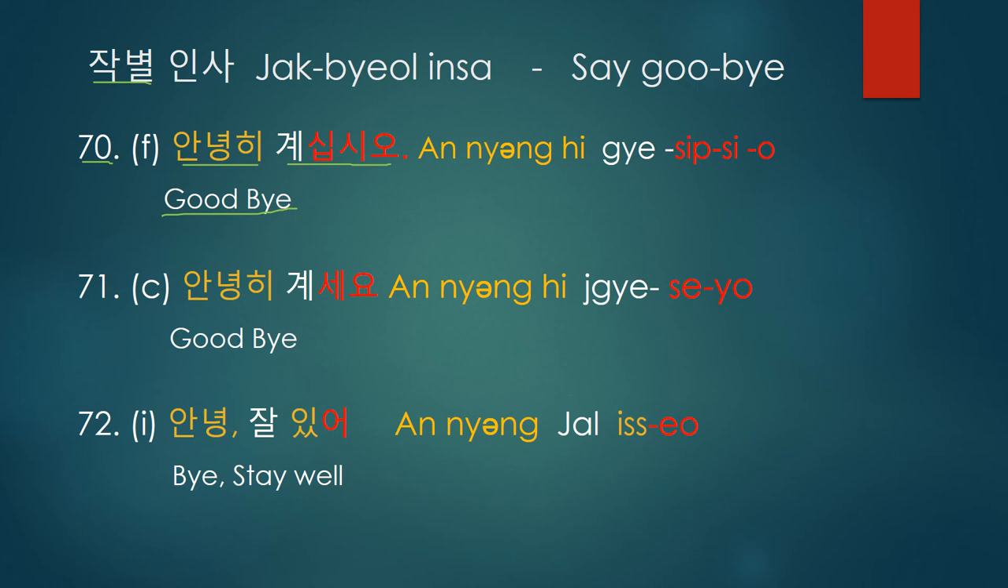Number 71, casual form: 안녕히 계세요, goodbye. Number 72, informal style: 안녕. You only say 안녕. And also you can say 안녕, 잘 있어. 잘 있어 means stay well. Bye. Stay well.